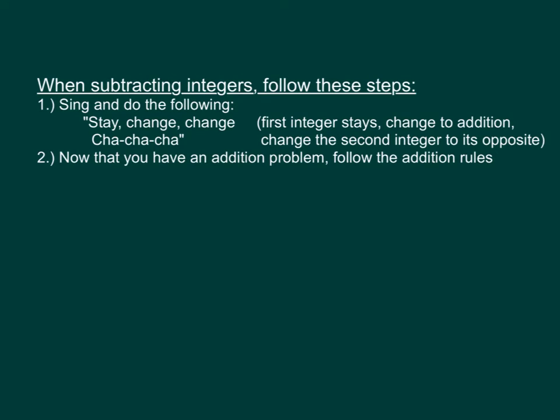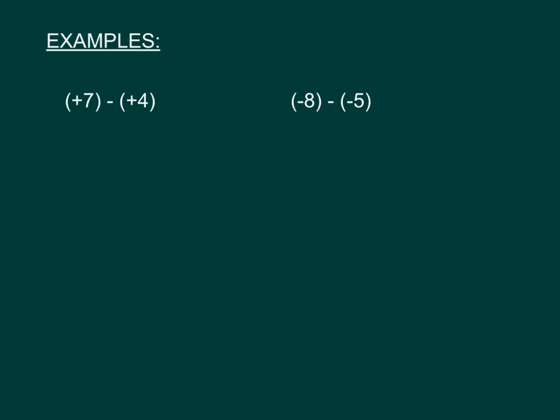These are the steps. The first thing you do is to sing and do the following. Stay, change, change, cha-cha-cha. Now I happen to think if you don't cha-cha-cha, you won't get it right. But that's still up for discussion. And of course, what this means is that the first integer stays the same, you change to addition, and the second integer becomes its opposite. And now you have an integer problem, and we go back to following those integer rules. So let's see how this works.